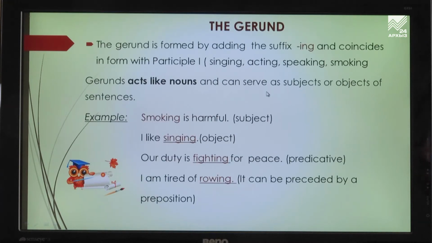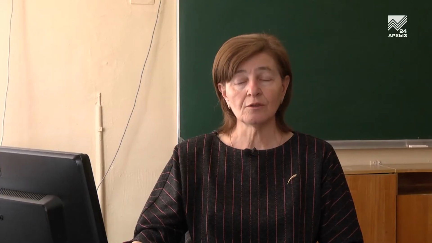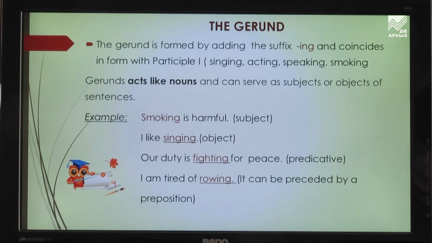So, the gerund. Let us consider each of them. The gerund is formed by adding the suffix -ing and coincides in form with participle one: singing, acting, speaking, smoking, and others. Gerund acts like nouns and can serve as subject or as objects of the sentences. There is no such form of the verb in other languages. The gerund can be found only in the English language. Такой грамматической формы нет в русском языке, и герундий мы можем обнаружить только в английском языке.